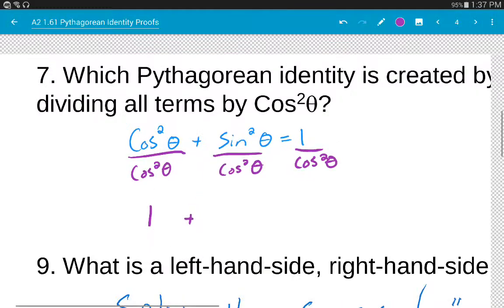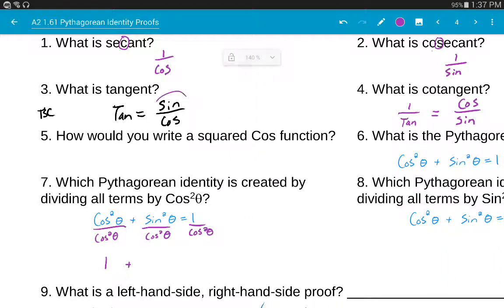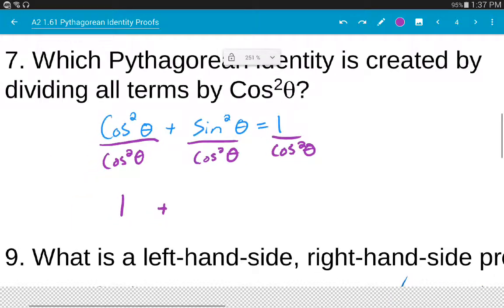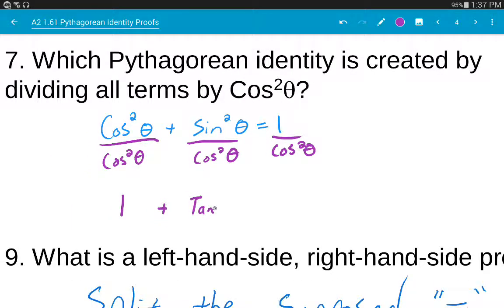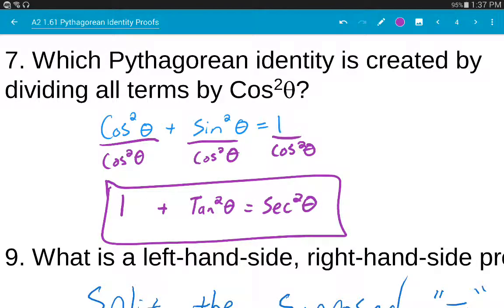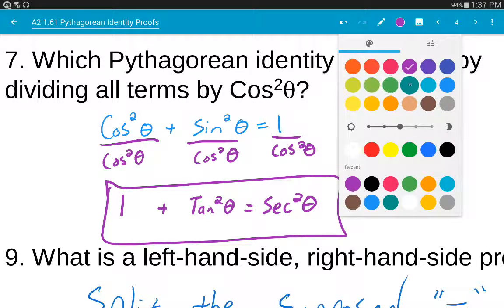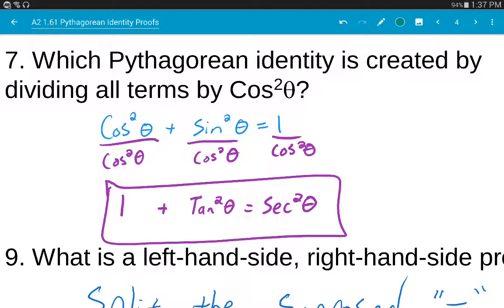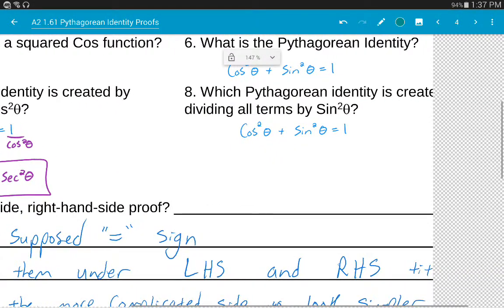Sine over cosine, we have that written up here. Sine over cosine is tangent. So since these are squared, this is going to be tan squared. And 1 over cos, we wrote it up top already, it's secant. So this is secant squared theta. That's the second of the Pythagorean identities, in no particular order. And now let's do the other one.